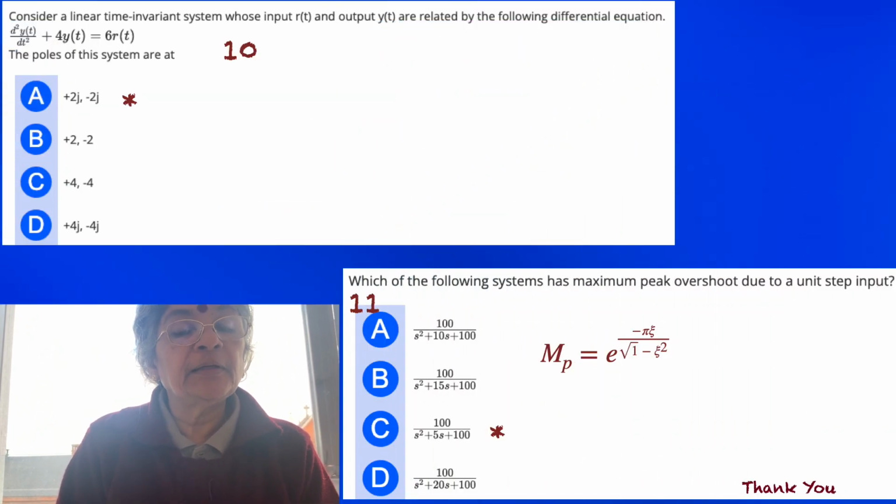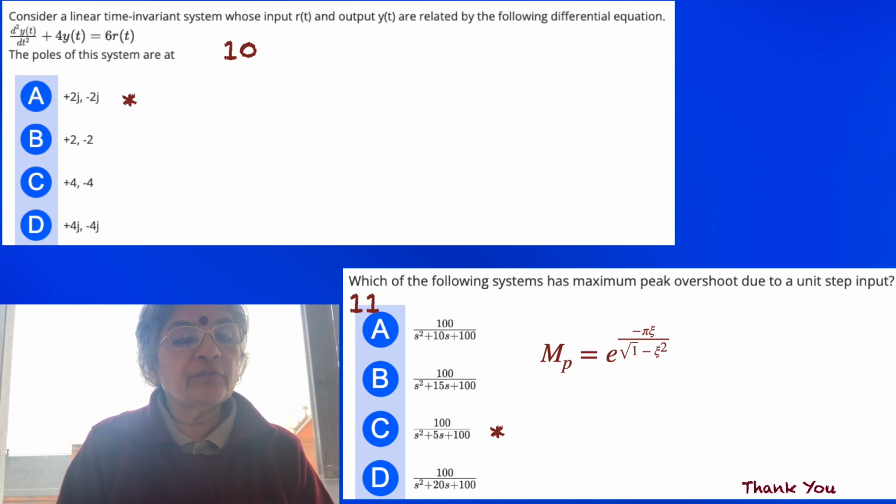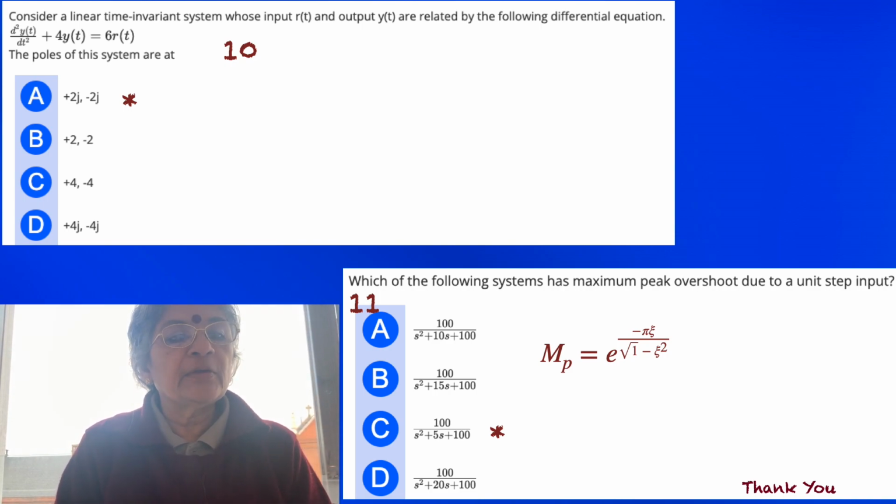consider a linear time invariant system whose input r(t) and output y(t) are related by the following differential equation. So the same transfer function that we have been doing so far is now given as a differential equation of d square y by dt square plus 4y(t) is equal to 6r(t). So Y(s) by R(s) is equal to 6, of course 6 into R(s) is going to come. So Y(s) by R(s) is equal to 6 divided by s square plus 4. So now we have s square plus 4.